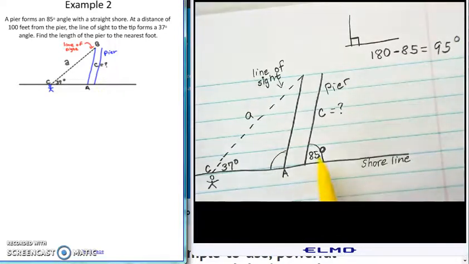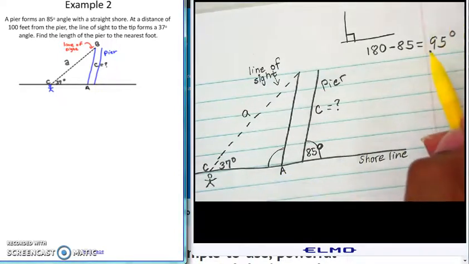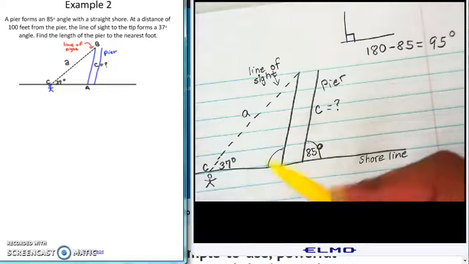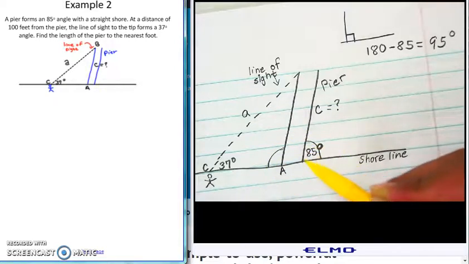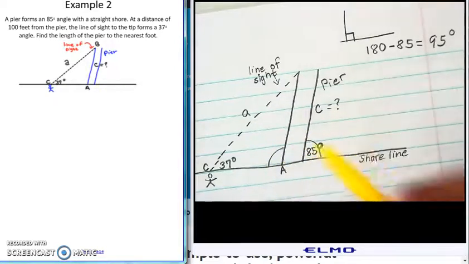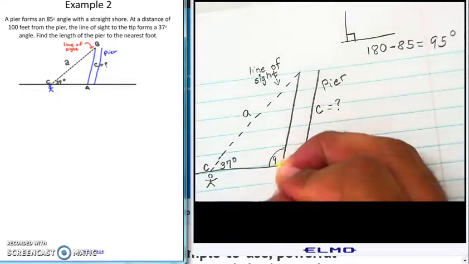So again, this right here is 180 degrees altogether because it's a straight angle. One line is a straight angle. So that's 180 degrees. If one part of it is 85 already, then 180 minus 85 will give us what this piece is. And so that is 95. Again, 180 minus the 85 gives us what's left over. So that's 95 degrees right here.